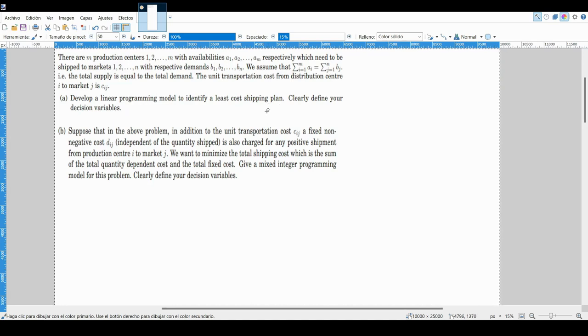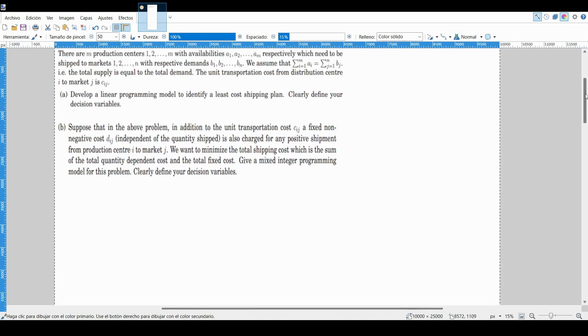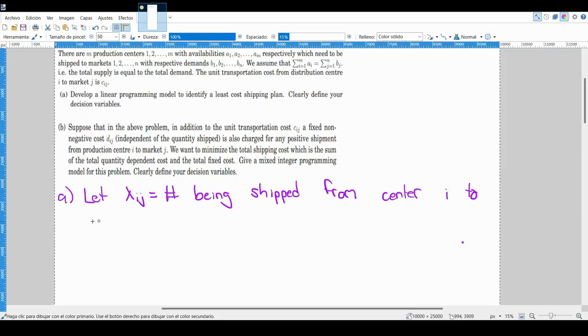So we're trying to make an optimization problem here. We need to create a decision variable corresponding to the amount being shipped from each production center to each market. So we are going to write this out as let xij equal the number being shipped from the production center I to the market J.